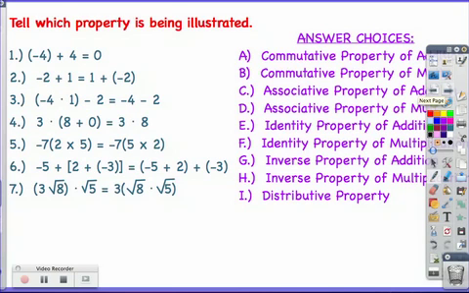And finally, number 7, the numbers again are in the same place. The only difference is the parentheses or grouping, so the answer is associative property of multiplication, D.